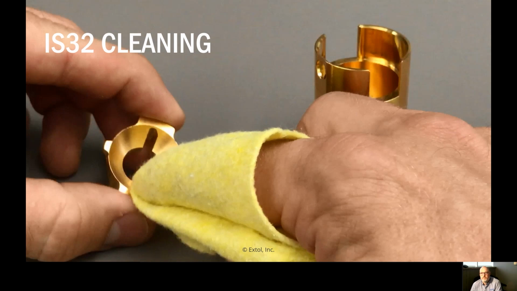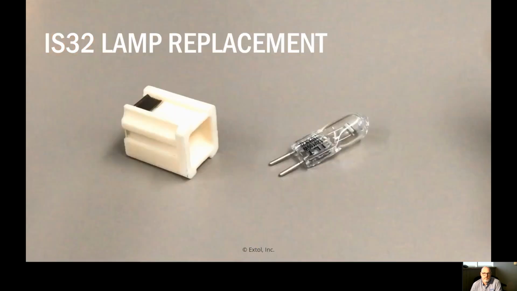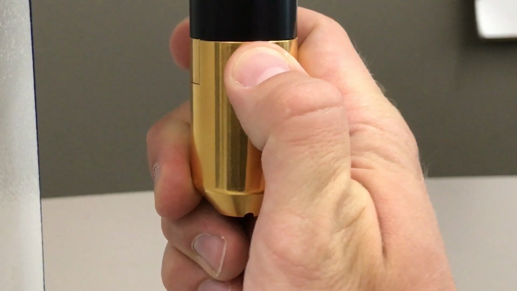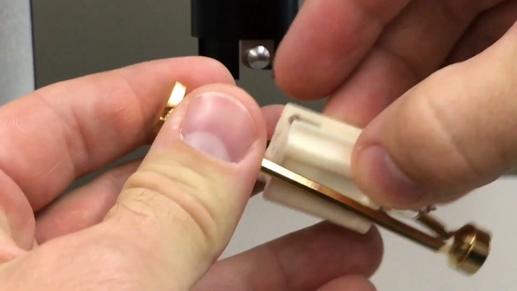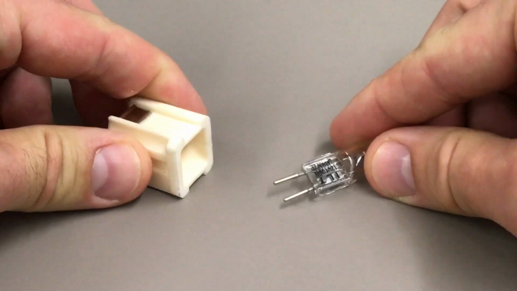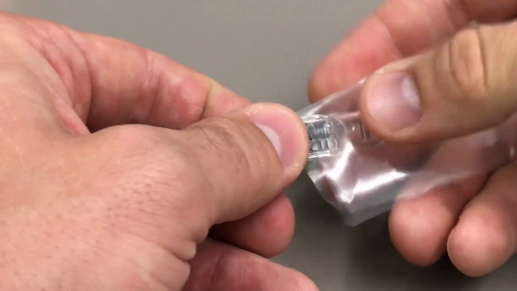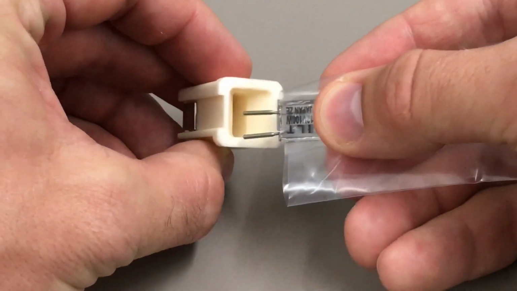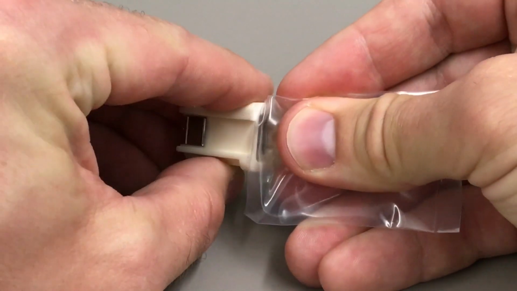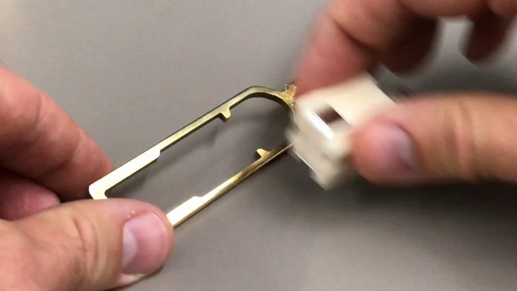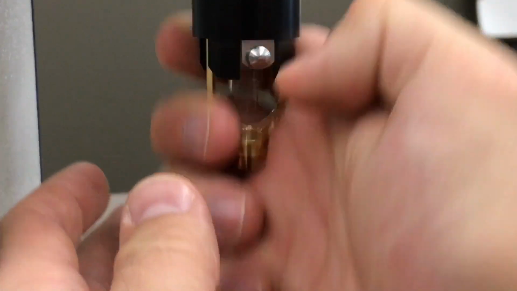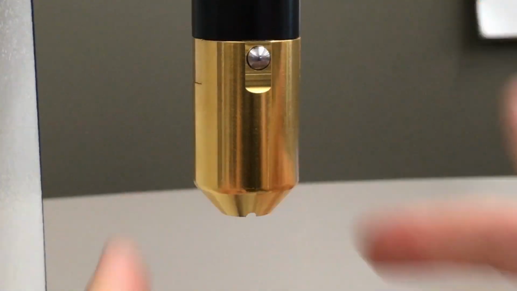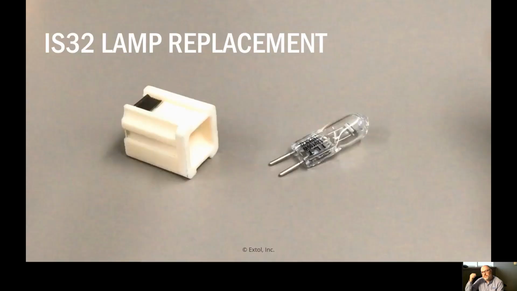Another one that I'm going to quickly show here, on the IS-32, is how to replace a lamp. It's fairly straightforward. Again, you have to pull the stuff off. This shows the simplicity. Just like that. Ta-da! I was your hand model in that.